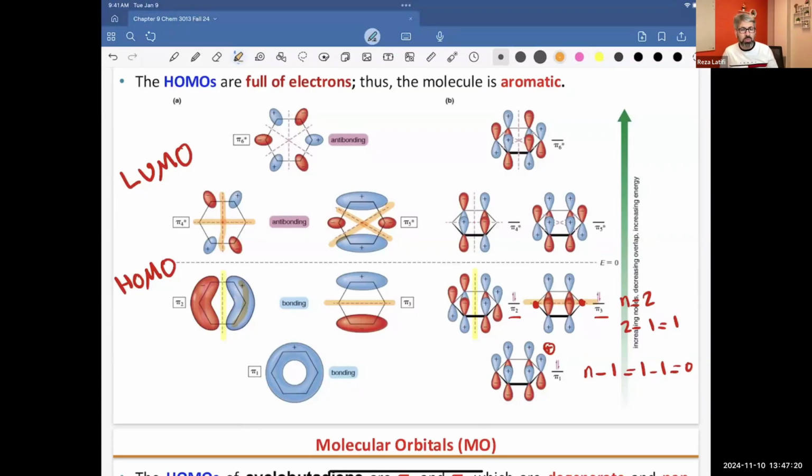So when I look at my HOMO orbitals, they are fully occupied. Because they are fully occupied, the system will be happy. The system is stable, and it will not go after chemical reaction. Why? Because the orbital is already full. Why do you want to put an electron inside of it? And that's the reason benzene will not get involved in, for example, addition reaction easily.